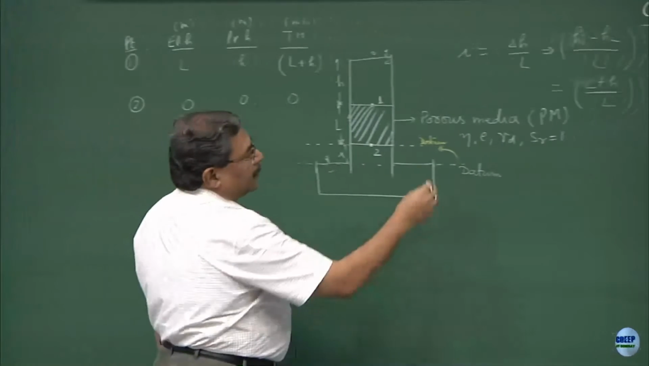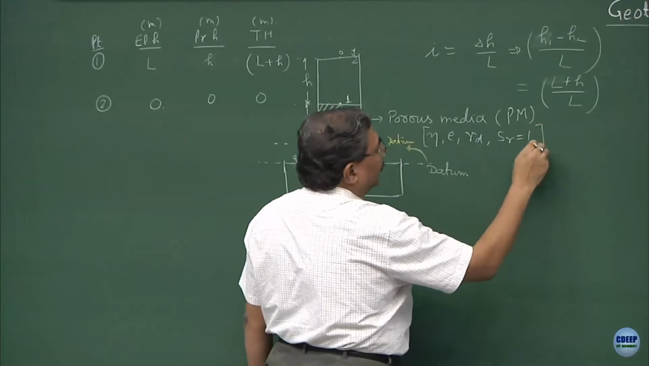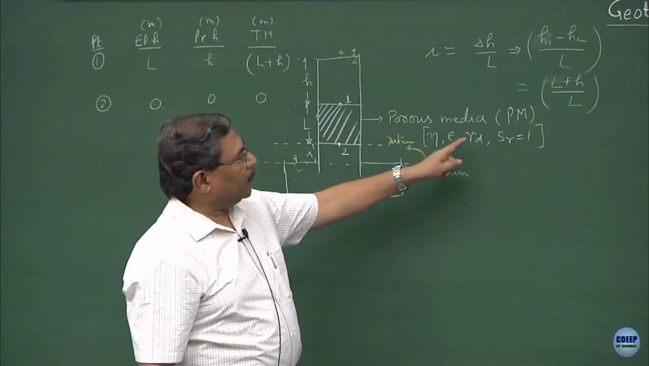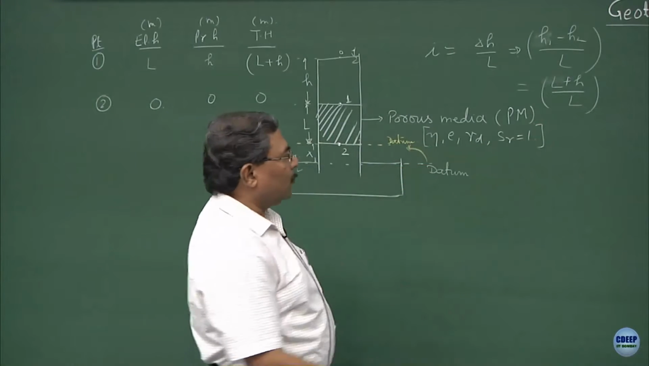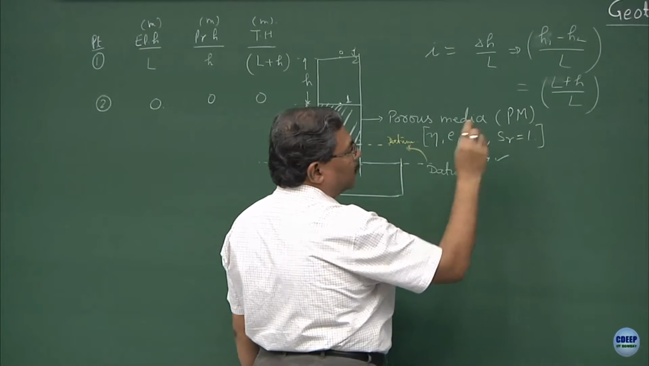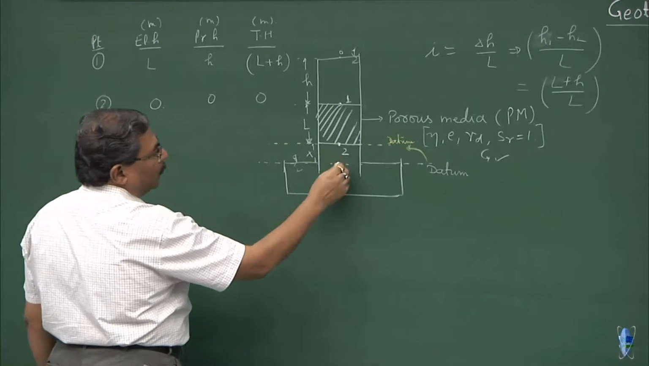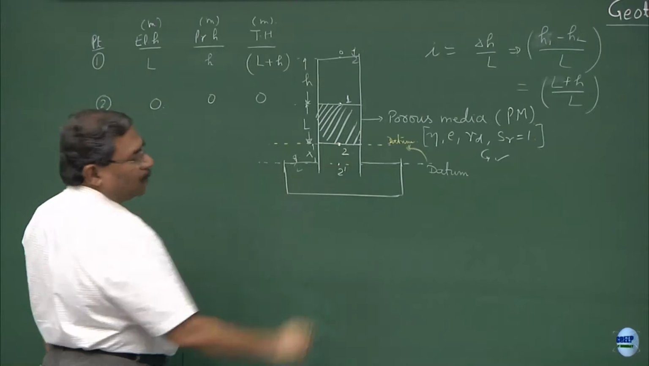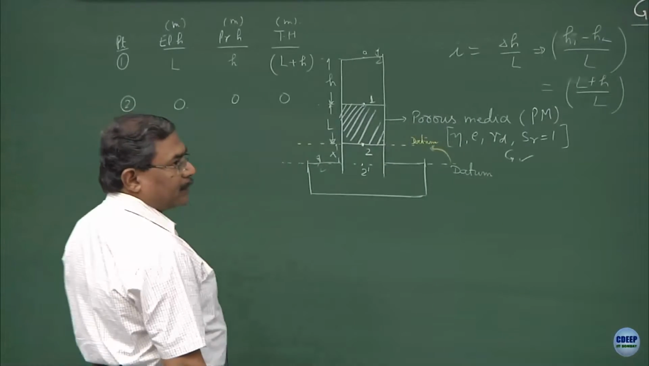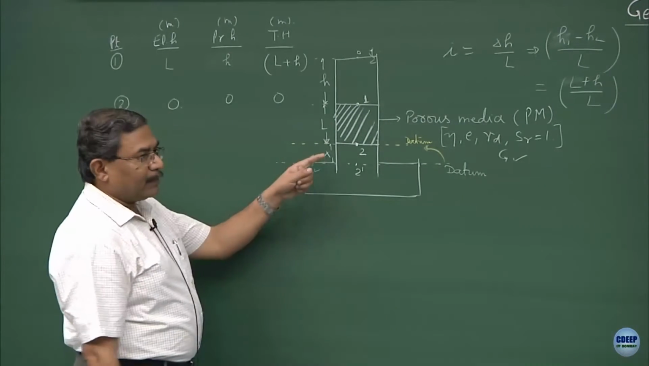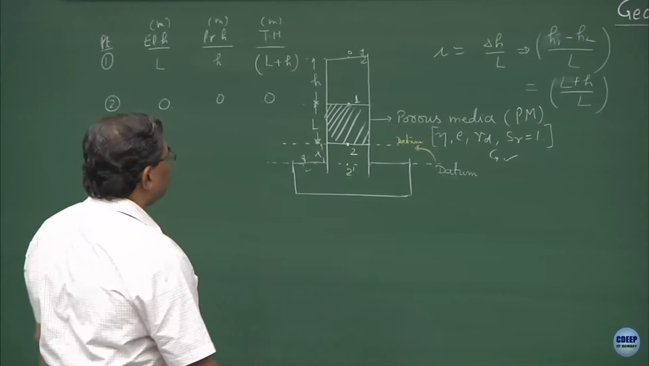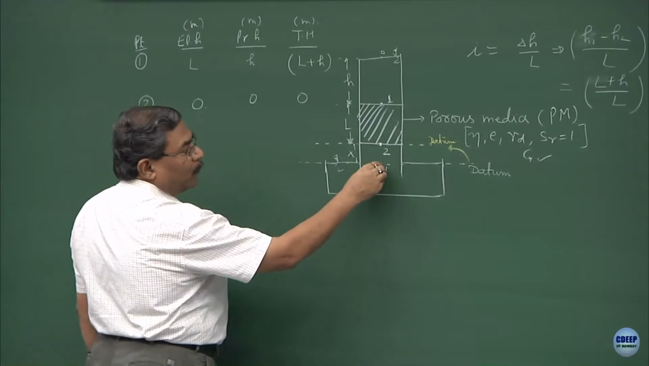The porous media is described by these parameters, that is porosity, void ratio, gamma d is known, SR is known, specific gravity is known, and so on. Now, the moment you shift point number 2 to, let us say, 2 prime, what is going to happen? So, this is where the trick is. I think you should be careful when you are writing these heads. If I shift to the point 2, what is going to happen?